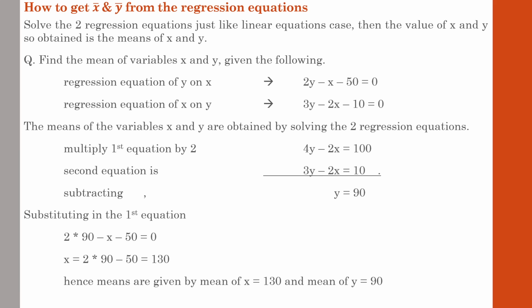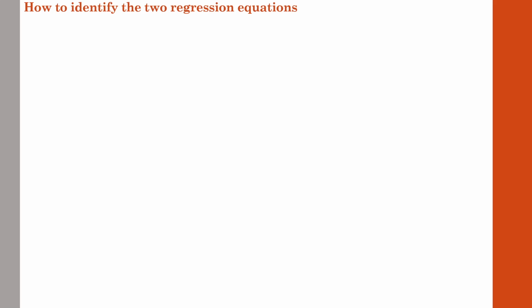So let us go to the next part. How to identify two regression equations. Until now, we have learned how to find bxy and byx and how to find the mean of x and the mean of y. If you look closely at the methods we have learned, or the steps we have followed, you can see that in both cases we are making some assumptions. We are assuming that it will be like this and like that.